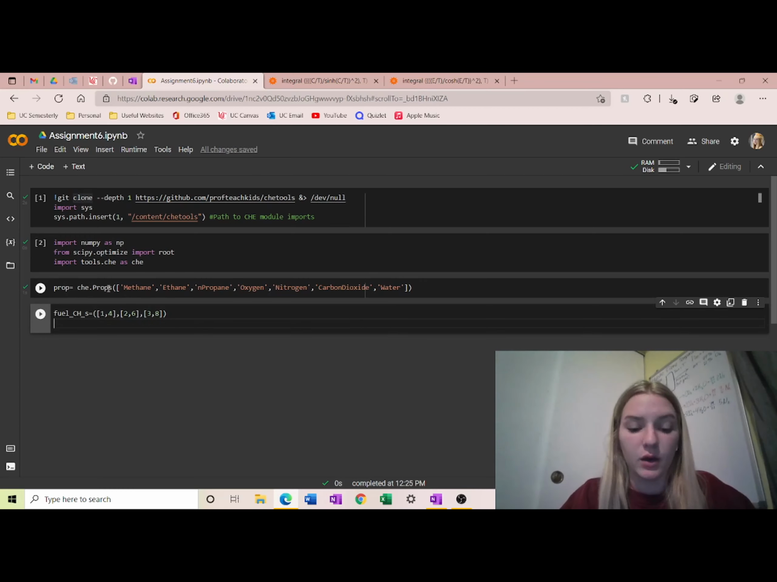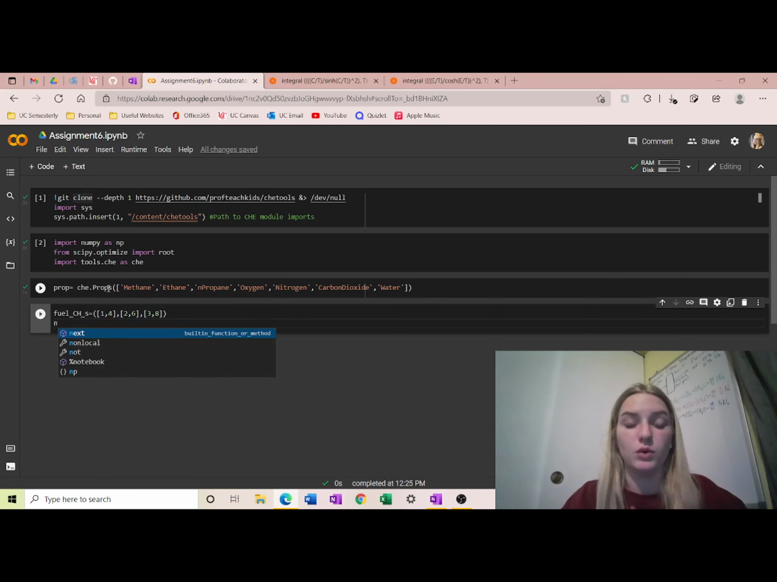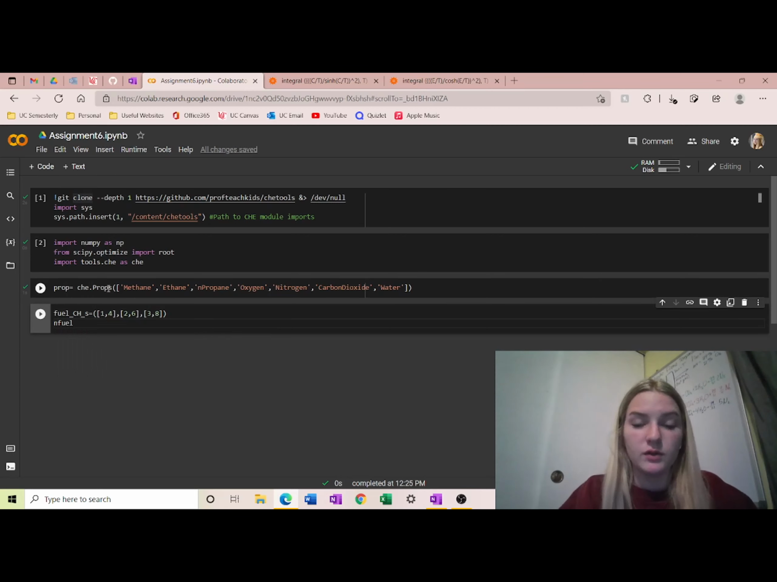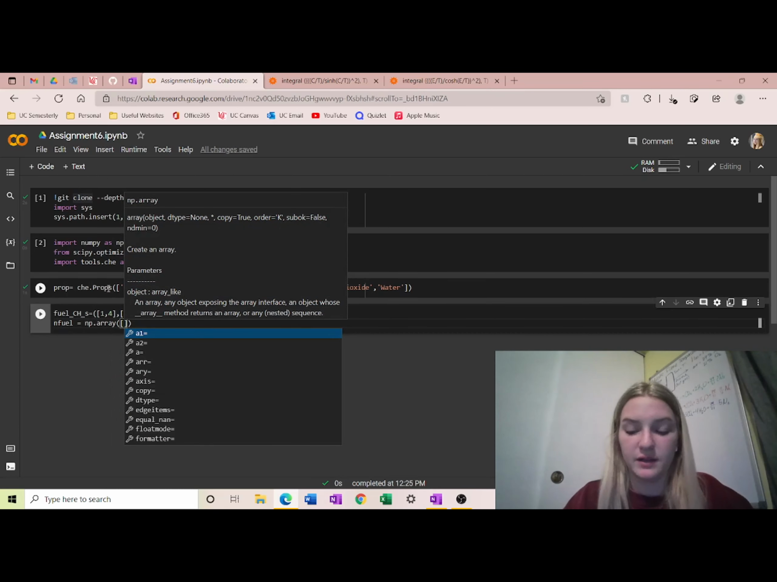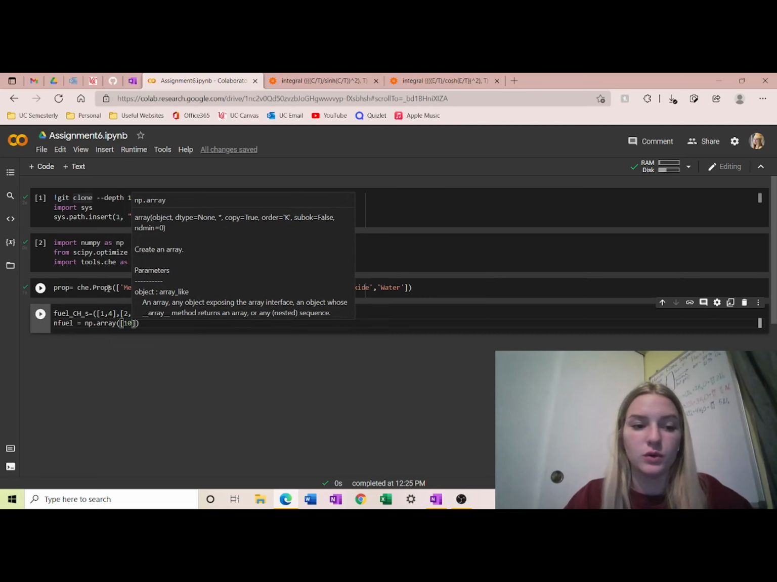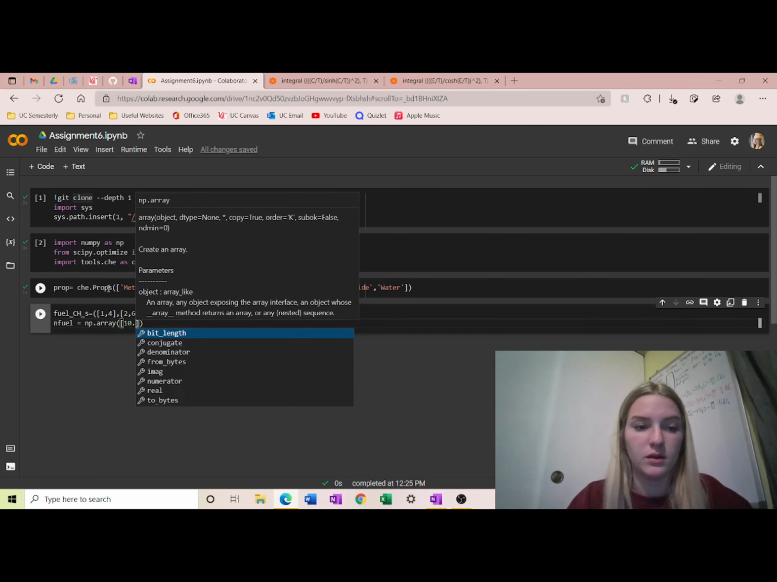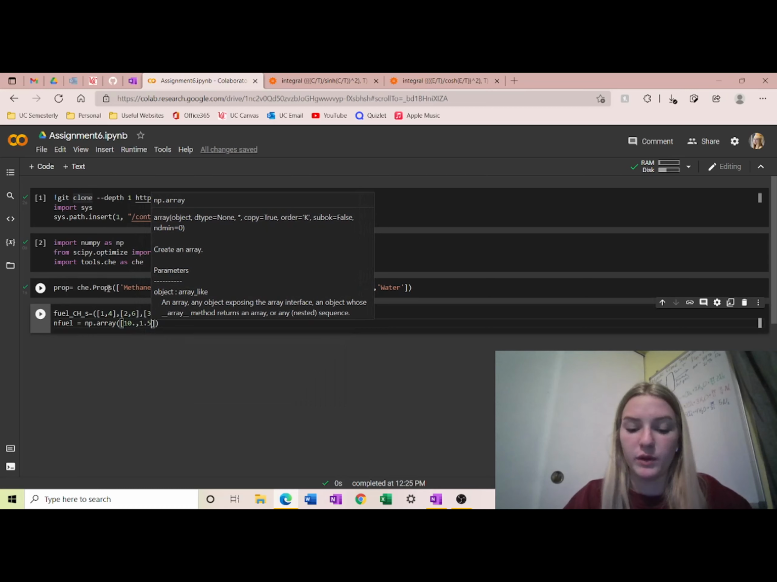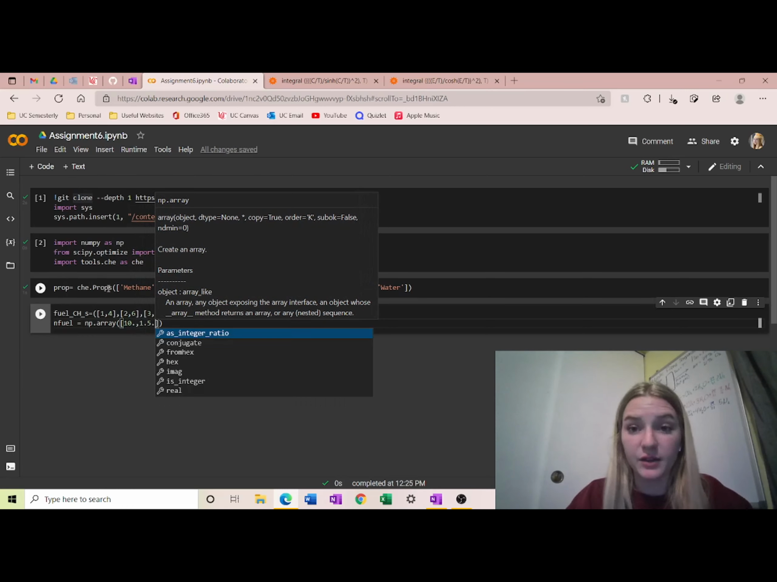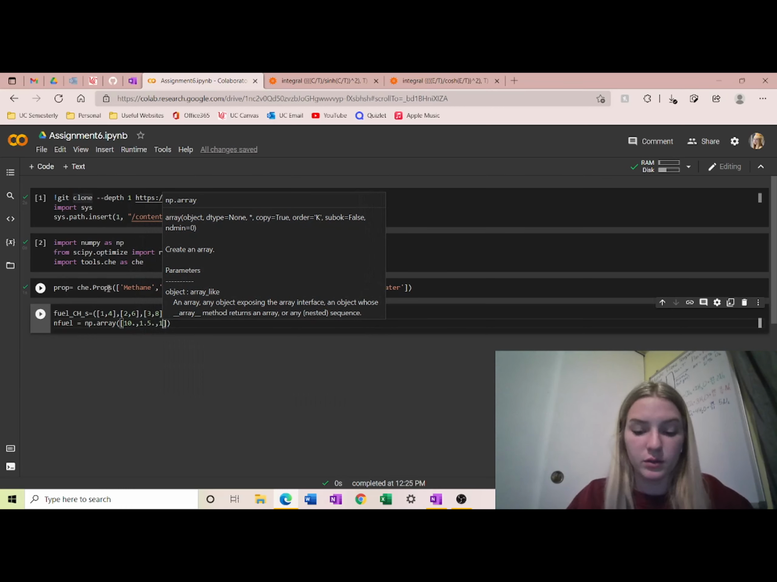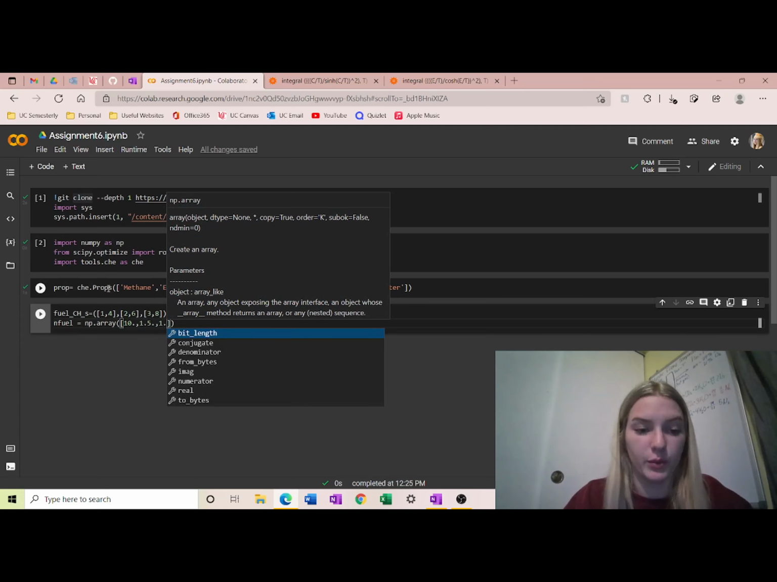So now we are going to initiate the moles of our fuel. We're going to create an array, np.array, and we are going to say that we have 10 moles of methane, 1.5 moles of ethane, and 1 mole of propane.